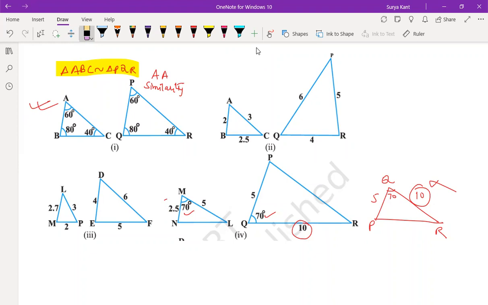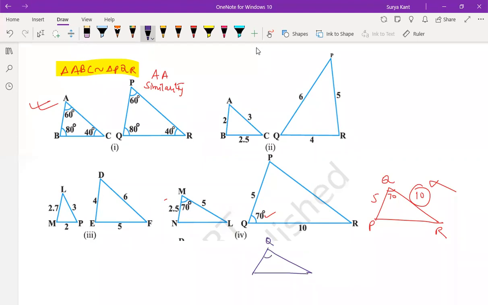If 2.5 is coming here, the 10 is coming this side. The hypotenuse must be 10 here. This is not the hypotenuse, this is not 90 degrees. You can just draw like this. I was just saying that the longest side PR must be 10, sir. So then this is after QR.